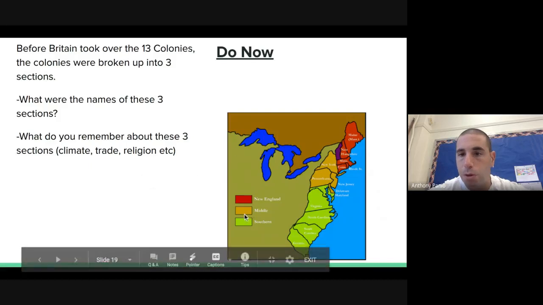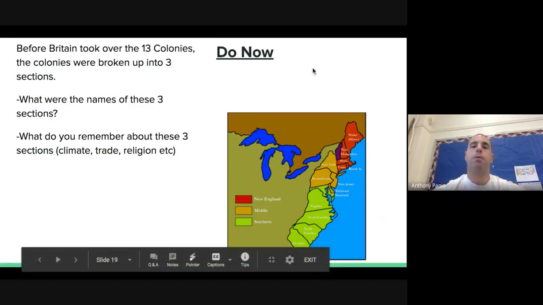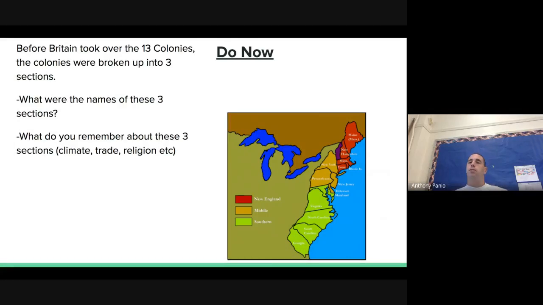You're going to use this map to help you answer. Working on some map skills right now. You're going to use this map to help you answer the first question, and then tell me what you remember about these 3 particular sections. All right, it's 8:31. I'm going to give you until 8:34 to work on it. All right, so go ahead.